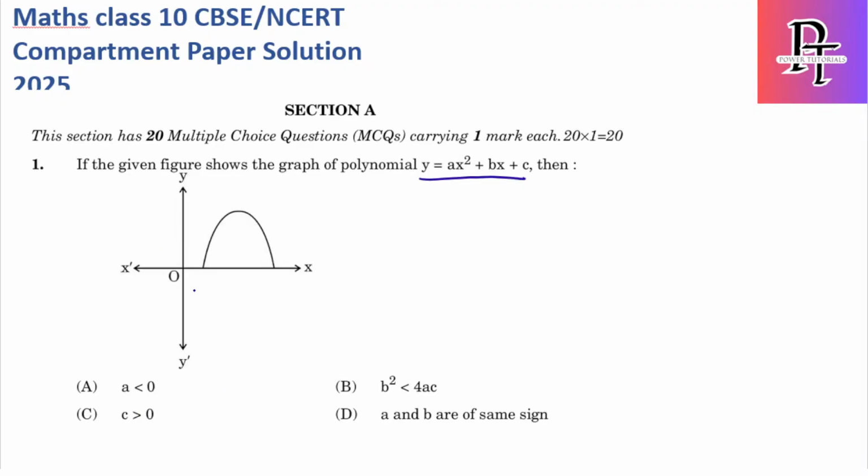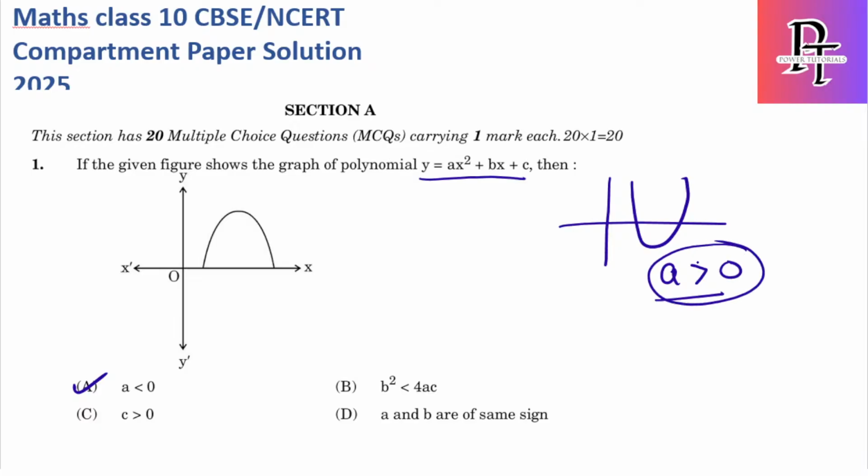As per the graph, if the parabola is pointing downward, the easy answer is a should be less than 0. That is, the coefficient of x square should be less than 0 if the parabola is downward. In the same way, if the question in your coming exam gives an upward graph, then the coefficient of x square, which is a, should be greater than 0.